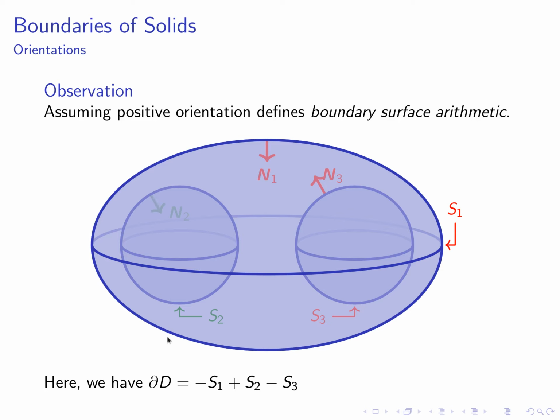So in this example, the way we would efficiently communicate this is we would write that the boundary of our domain is equal to negative S1, to indicate that S1 has a normal vector pointing into the domain, plus S2, which indicates that S2 has a normal vector pointing away from the domain, and then minus S3, which indicates that our normal vector for S3 points into the domain. So we have two negatives and a positive in this case.